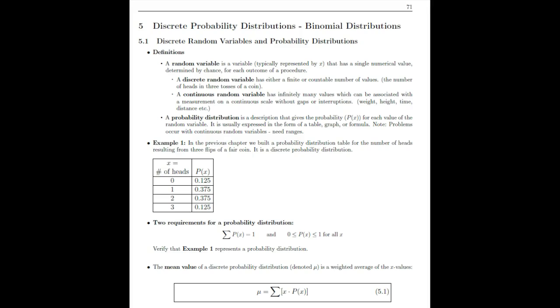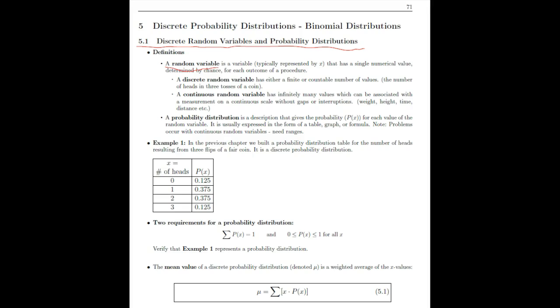Okay, so let's talk about today's video, which is going to be on Section 5.1, which is called Discrete Random Variables and Probability Distributions. So, a couple things to take down here, some definitions. One, we're going to be talking about these things called random variables.